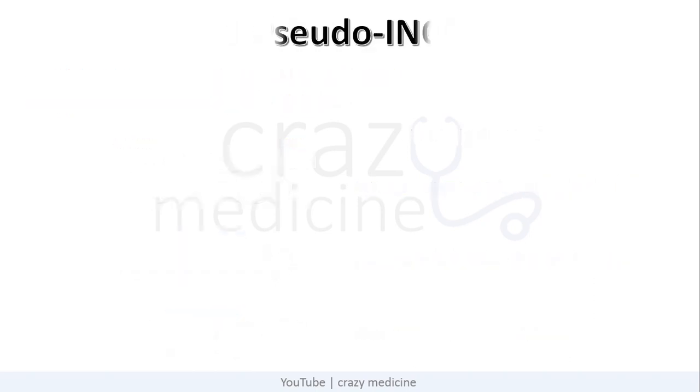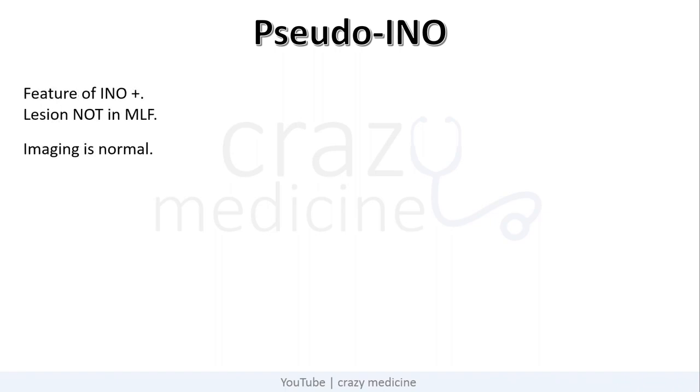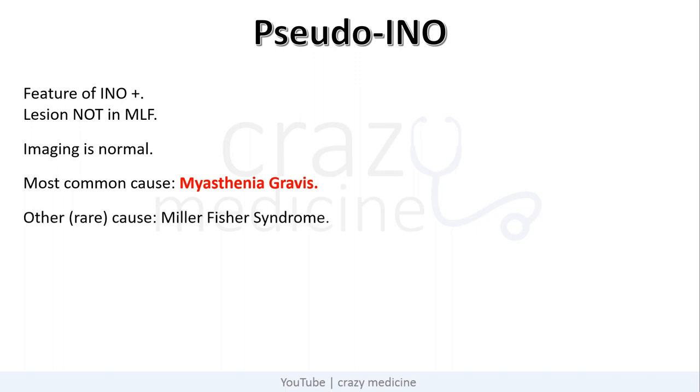Now what is pseudo-INO? Pseudo-INO means when there is an INO-like presentation but there is no lesion in MLF, that is, imaging or MRI is normal, and the most common cause is myasthenia gravis. There are some other rare causes also, like Miller-Fisher syndrome.